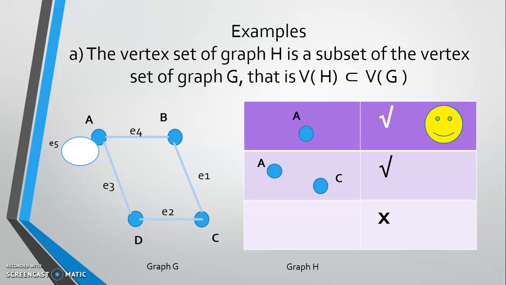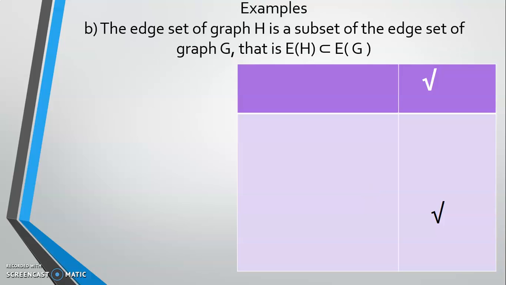The second one, I gave you 2 points, vertex A and vertex C. So yes, this is a subgraph. I gave you another example. Because graph G is ABCD, this one, K, does not belong to the subgraph, so I circle K. Okay, again, B: the edge set of graph H is a subset of the edge set of graph G.